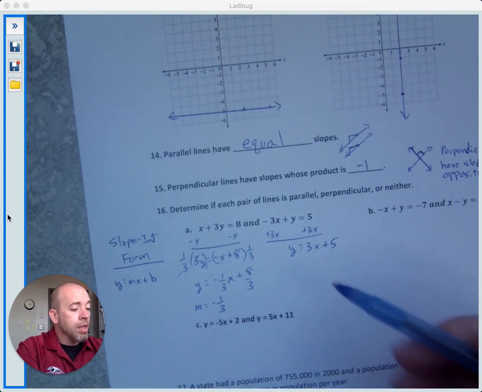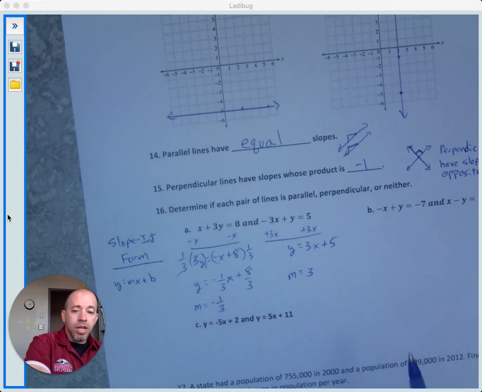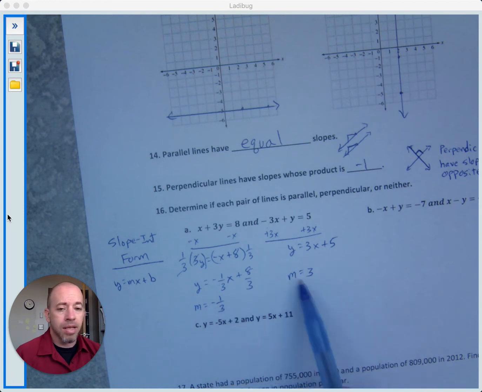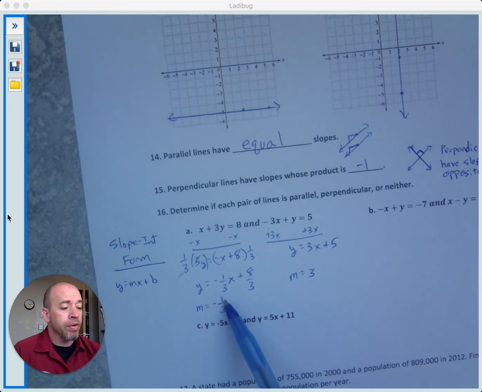But here the slope is 3, right? So you can check, are the slopes the same? They're definitely not the same, are they? So they're not parallel lines. Are the slopes opposite reciprocals? They are, right? The reciprocal of 1/3 is 3, and the opposite sign is a positive 3.